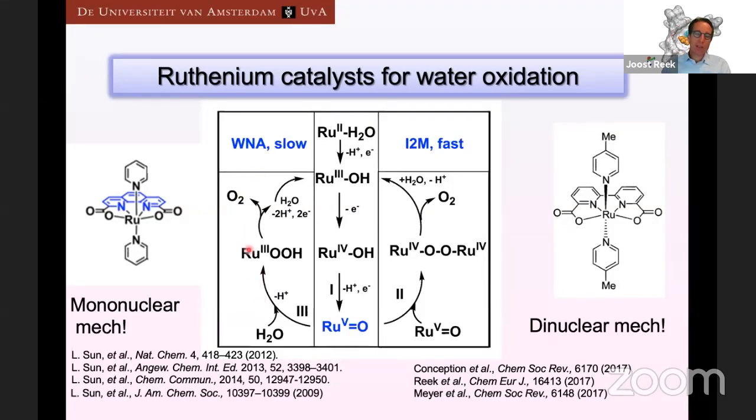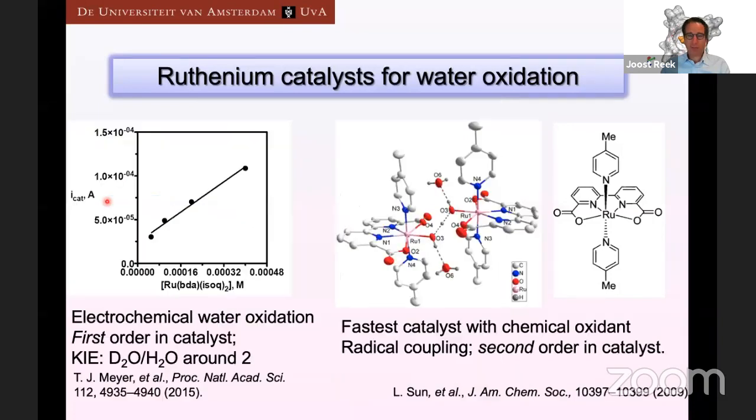And then after further proton-coupled electron transfer, you form oxygen, protons, and electrons. Or the other mechanism is that two of these radical oxo species react in a dinuclear mechanism to form this oxygen-oxygen bond in one step. And this follows the dinuclear pathway, and this follows the mononuclear pathway.